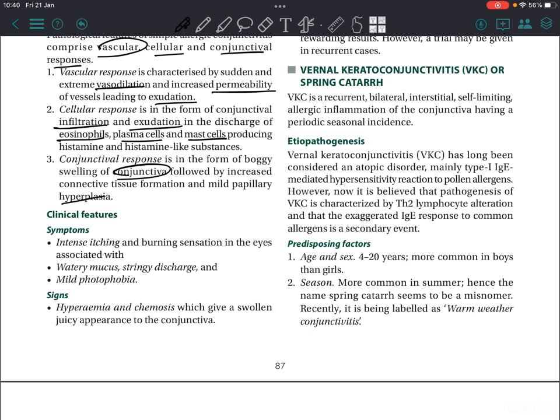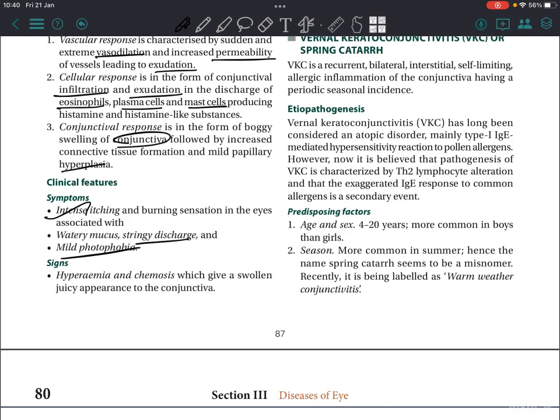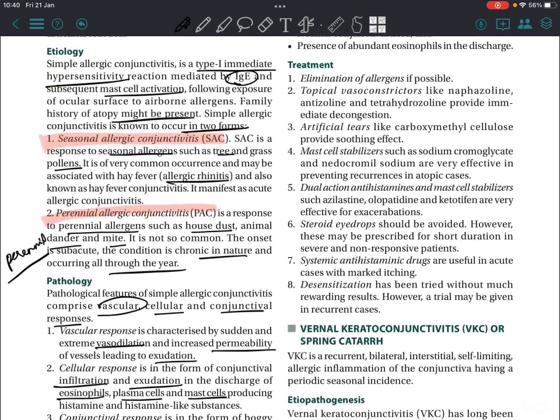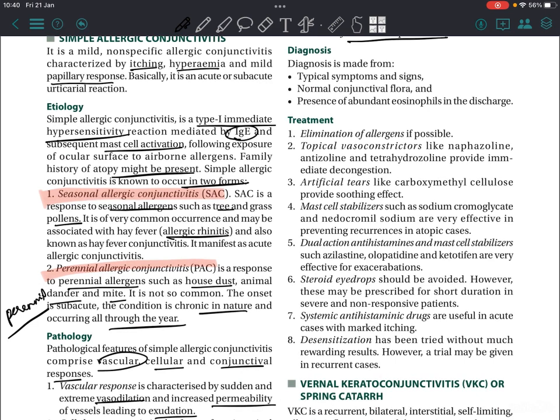Clinical features. Symptoms: intense itching and burning sensation in the eyes associated with watery, mucus, stringy discharge, and mild photophobia. Signs: hyperemia and chemosis, which give a swollen, juicy appearance to the conjunctiva. Mild papillary reaction may be seen on the palpebral conjunctiva. Edema of lids is often present. Diagnosis: typical symptoms and signs, normal conjunctival flora, and presence of abundant eosinophils in the discharge.